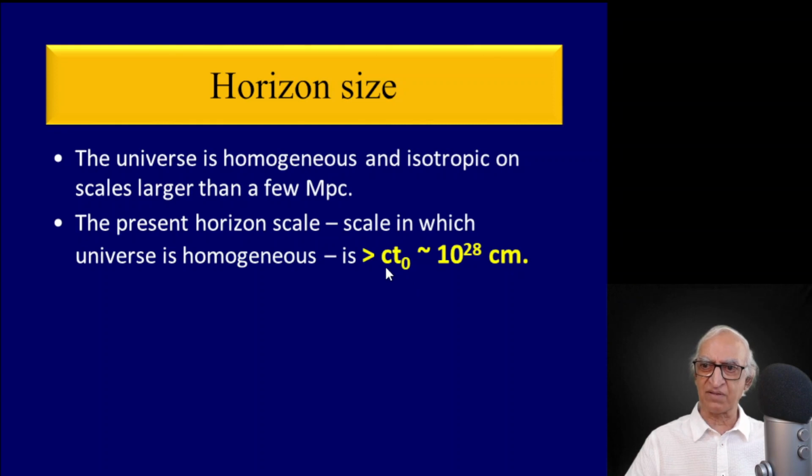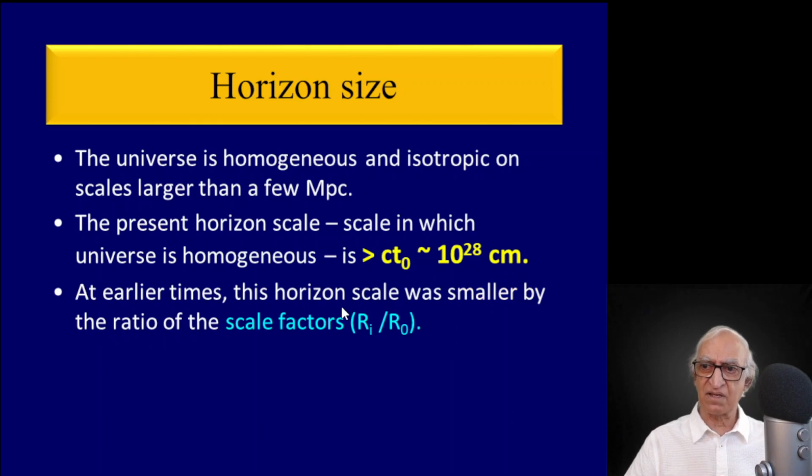And if I multiply the speed of light by 10 billion years, I get 10 to the power 28 centimeters. So the statement I'm making is, the present universe is certainly homogeneous and isotropic over scales much larger than 10 to the power 28 centimeters.